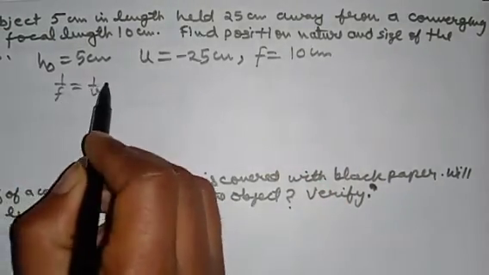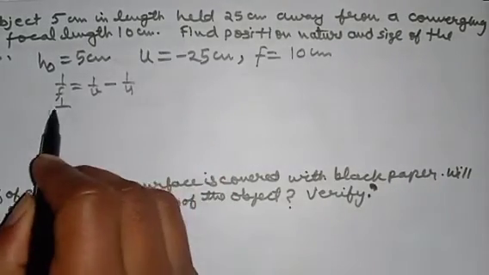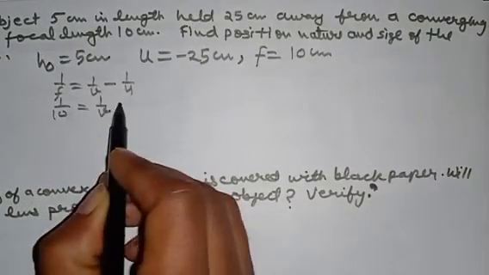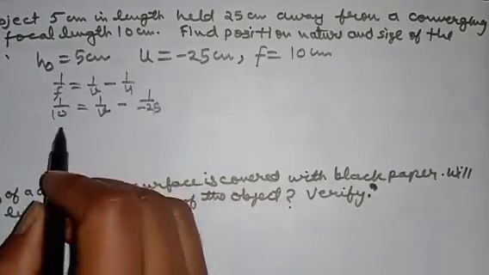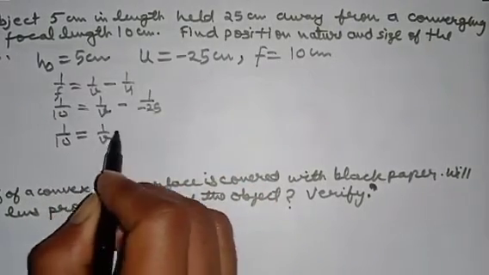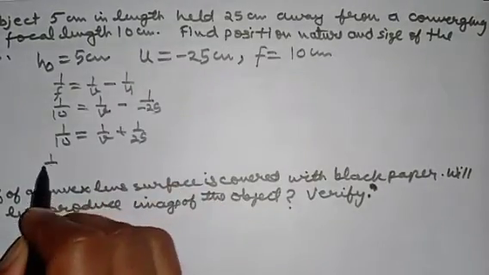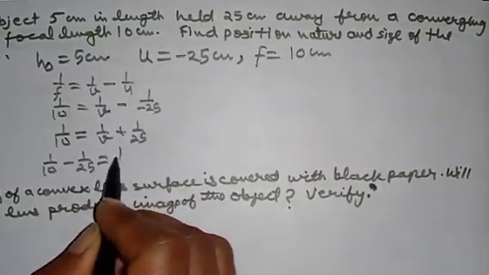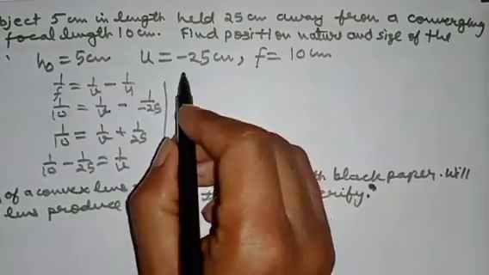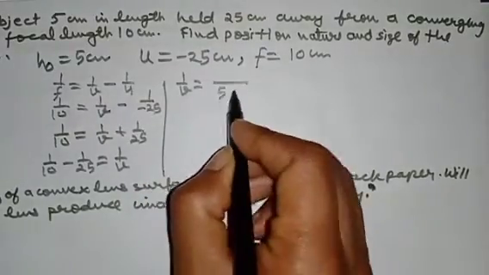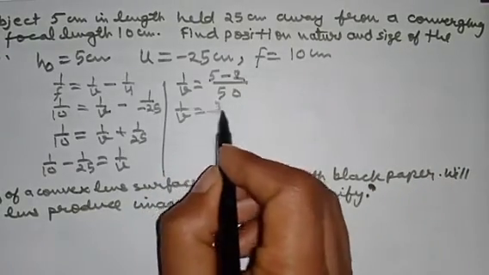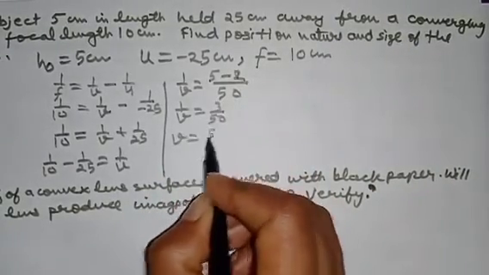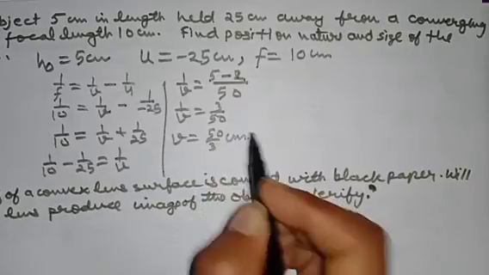1 upon f equal to 1 upon v minus 1 upon u. So 1 upon 10 is equal to 1 upon v, which we have to find, and minus 1 upon minus 25, that will be plus. So 1 upon 10 equal to 1 upon v plus 1 upon 25. So 1 upon 10 minus 1 upon 25 equal to 1 upon v. So 1 upon v is equal to (5 minus 2) upon 50, 1 upon v is 3 by 50. So v equal to 50 by 3 centimeter.